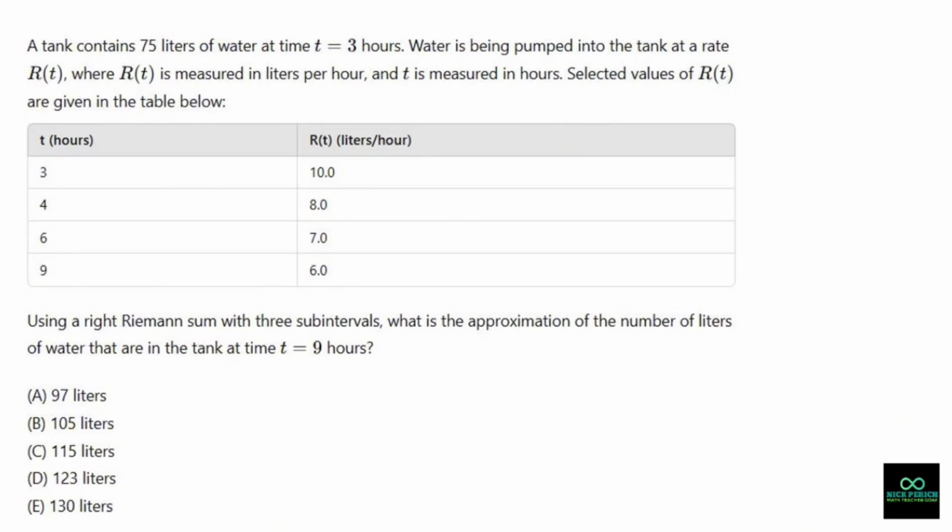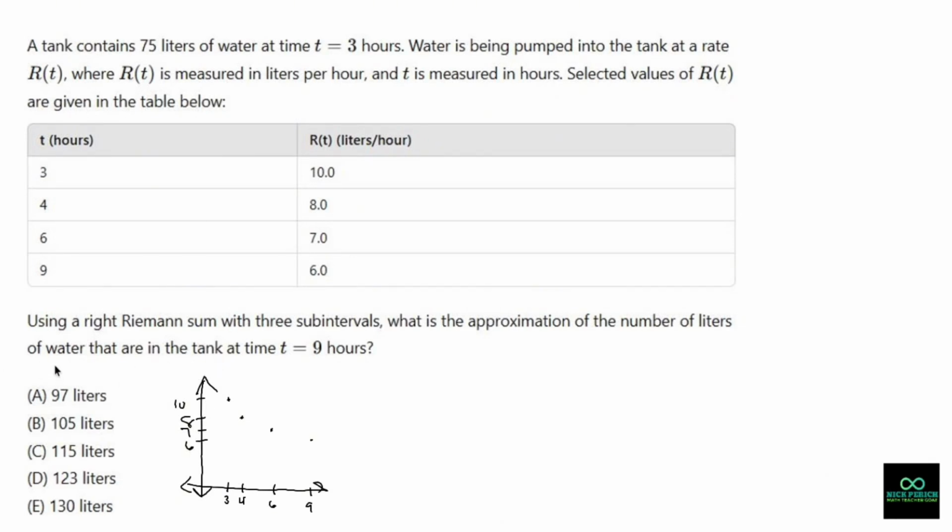All right, so let's kind of draw a very, very poor picture of what this could look like. Here's 3, here's 4, here's 6, here's 9. At 3 we're at 10. At 4 we're at 8. At 6 we're at 7, and at 9 we're at 6.